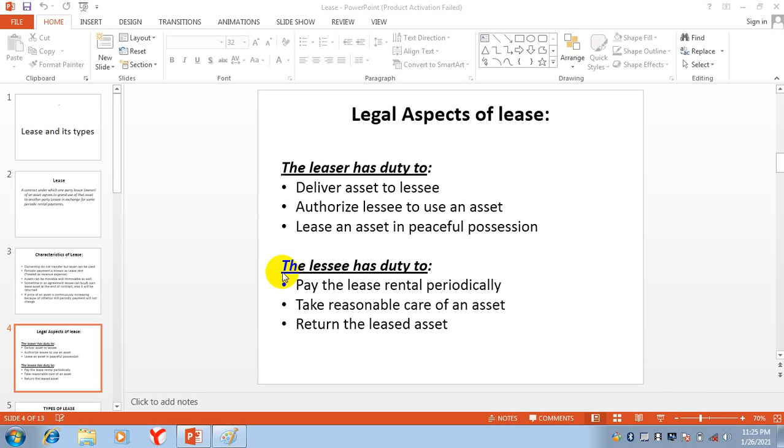Now the duties of the lessee. The lessee has a duty to pay the lease rental periodically, that he will pay the lease rentals, meaning the rent. He will take reasonable care of the asset. Like some people, when they take the asset of someone else, they use it roughly. He will not use it roughly. Return the leased asset: when the lease time period is complete, he will return this asset to the lessor.